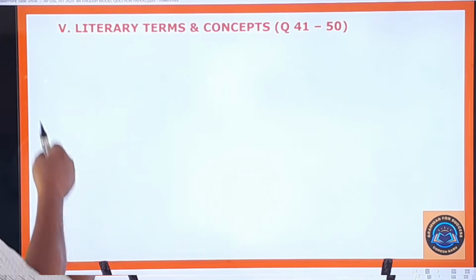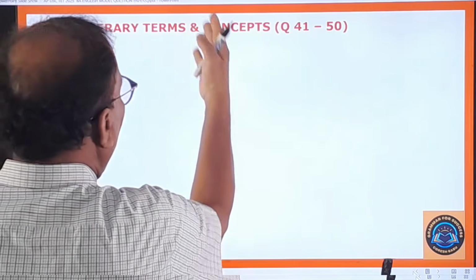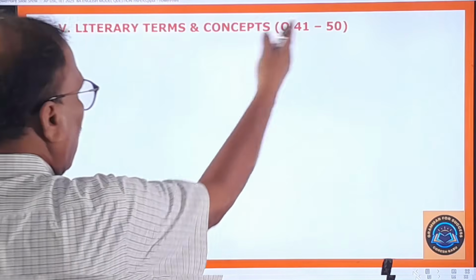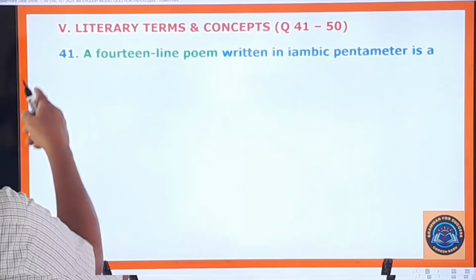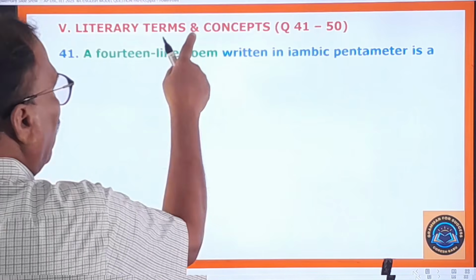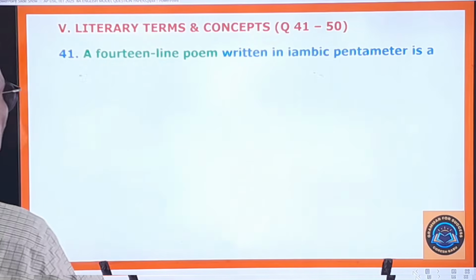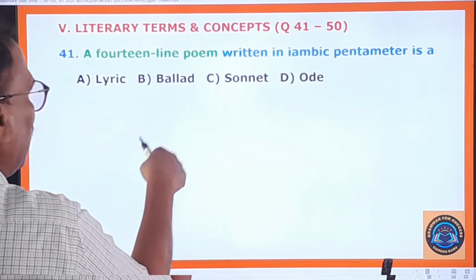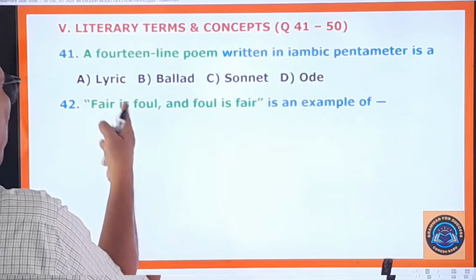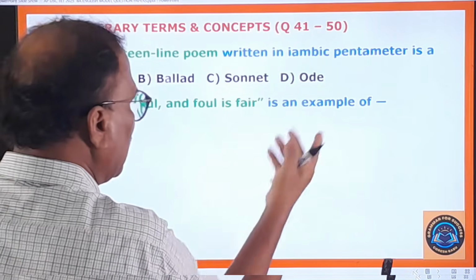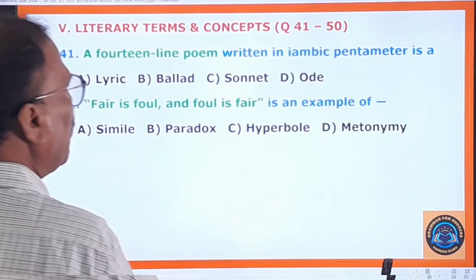And the last section of this question paper is literary terms and concepts. And on this particular aspect, I have framed 10 questions. And here you pay attention, 41st question. A 14-line poem written in iambic pentameter is a what? A lyric, ballad, sonnet, ode. You go to the 42nd question. "Fair is foul and foul is fair" is an example of what? Simile, paradox, hyperbole, and metonymy.